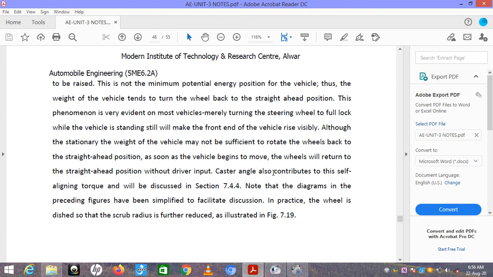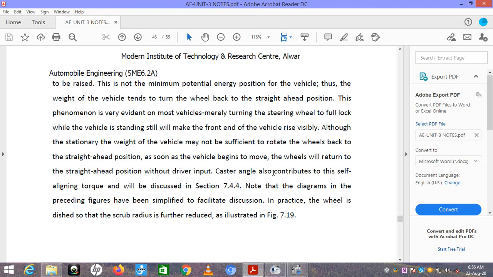This phenomenon is very evident on most vehicles. Merely turning the steering wheel to full lock while the vehicle is standing still will make the front end of the vehicle rise visibly. Although stationary, the weight of the vehicle may not be sufficient to rotate the wheels back to the straight ahead position. As soon as the vehicle begins to move, the wheels will return to the straight ahead position without driver input. Caster angle also contributes to this self-aligning torque and will be discussed in our next topic.